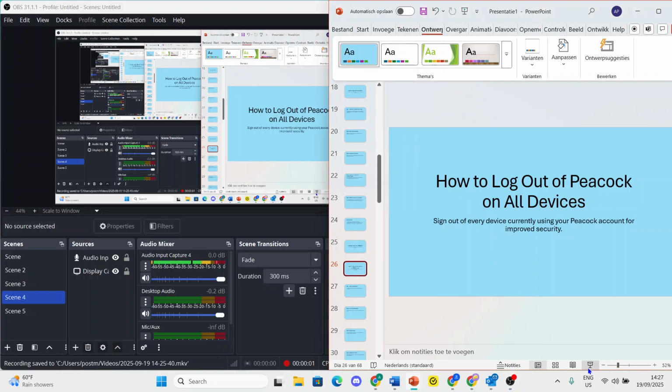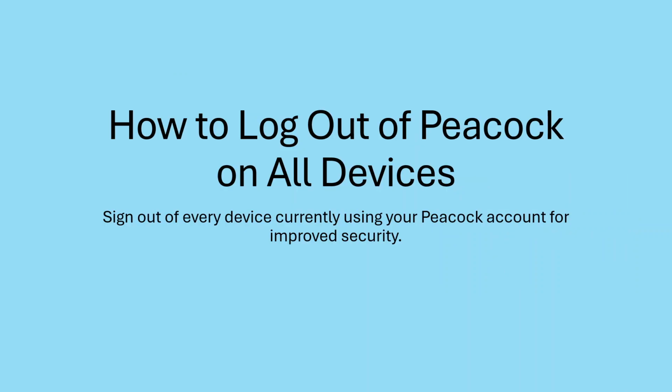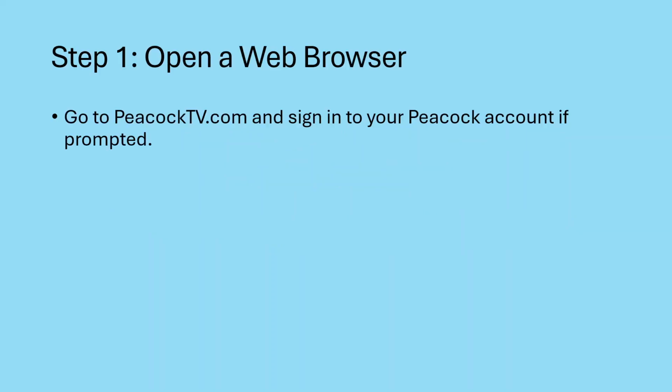In this video, I'll show you how to log out of Peacock on all your devices. Step 1. Open a web browser. Go to peacocktv.com and sign in to your Peacock account if prompted.